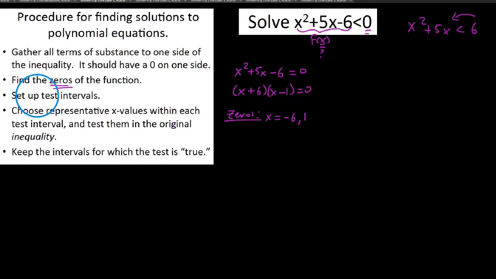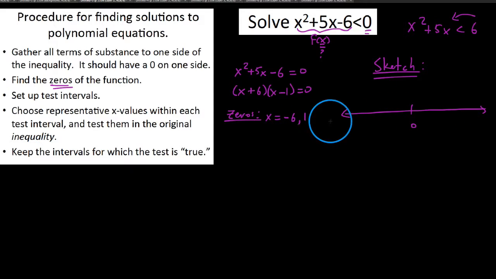Okay. So what I want to do now is set up what we call test intervals. In terms of my sketch, I'm not actually going to sketch the graph. What I'm going to do is sketch the x-axis here, and we're going to put all of our zeros that we found on the number line. So for instance here I say 1, 2, 3, 4, 5.